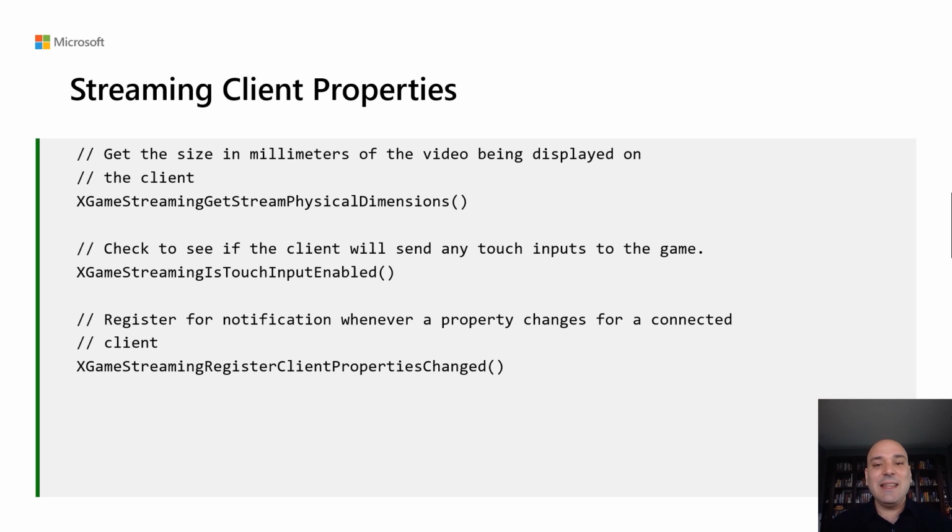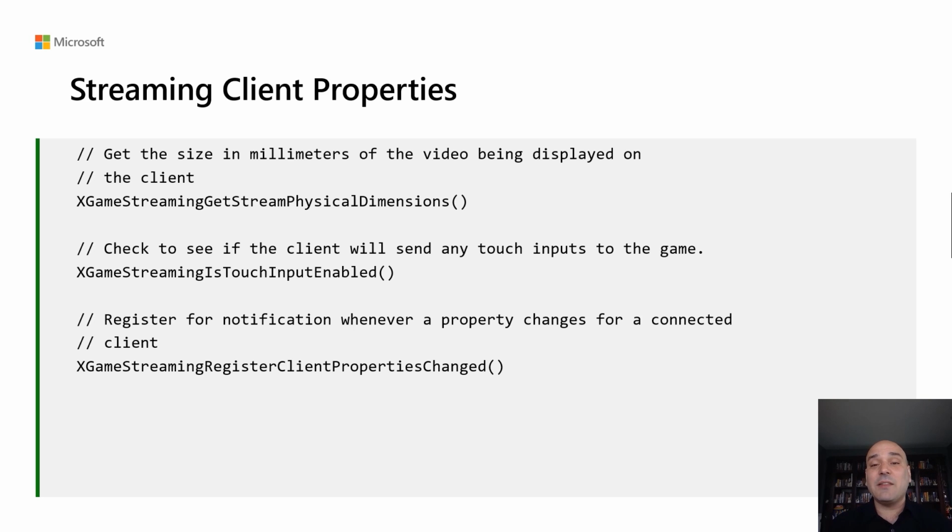After a streaming device connects to the stream, you're probably going to want to find out some more information about it. And that's where the Client Properties APIs come into play. In the API set that's currently shipping, there are two properties for you to query. You can get the physical size of the screen that's streaming your device, and that allows you to do things like change your UI layout to better match the device size.